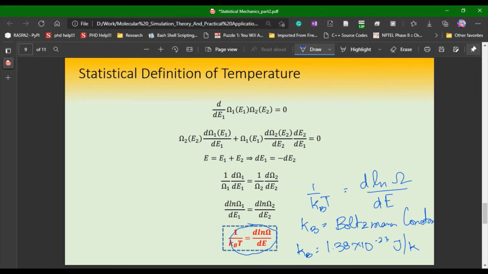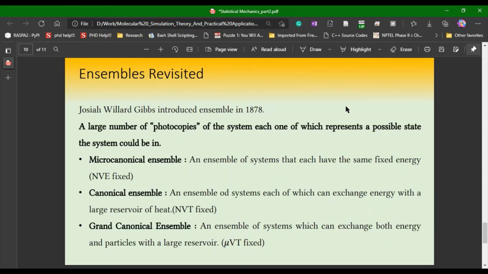Okay, so let's revisit some concepts of ensemble. This word was first coined by Willard Gibbs in 1878. As we discussed in the previous video, it's a large number of copies of the system in which each copy represents a possible state that the system can take, right? And then we have three popular ensembles in StatMech. The first one is the microcanonical ensemble. It's the ensemble of systems that have a fixed energy, fixed number of particles, and a fixed volume. So it is given by NVE, fixed.